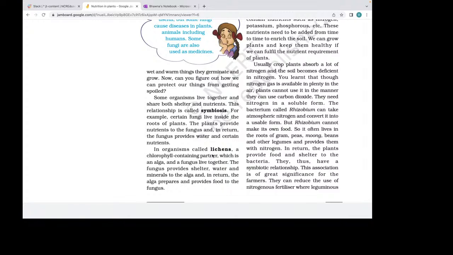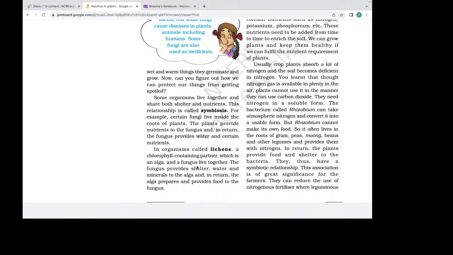In organisms like lichens, there is a chlorophyll containing partner which is an alga, and a fungus, which live together. So lichens में क्या होता है, एक chlorophyll containing partner होता है which is called alga और एक होता है fungus. This is another example. Okay, so lichens में क्या रहते हैं, alga और fungus.